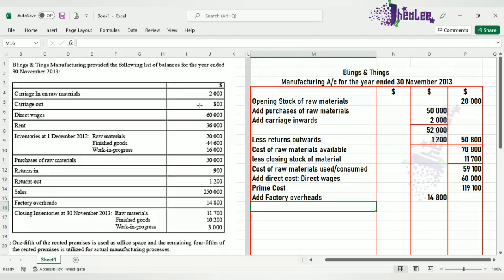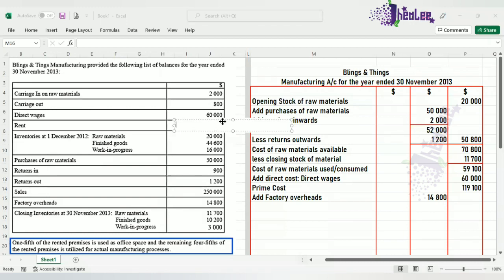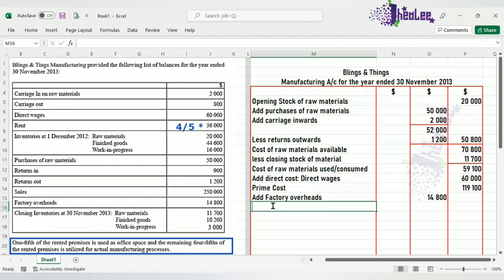Where did we get this 4/5 from? Remember, in this statement, which is our additional note, 1/5 of the rent is for the office space and 4/5 of the rented premises is utilized by the actual manufacturing processes. So in this case, we're going to calculate 4/5 of this rent. So it is 4 divided by 5 multiplied by the rent cost of 36,000. And when we calculate, we get a value of 28,800.